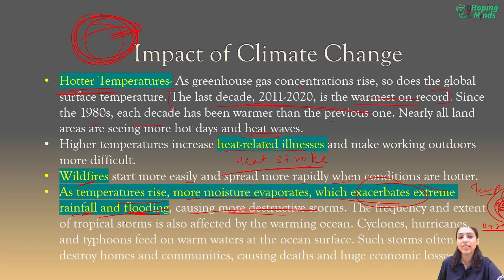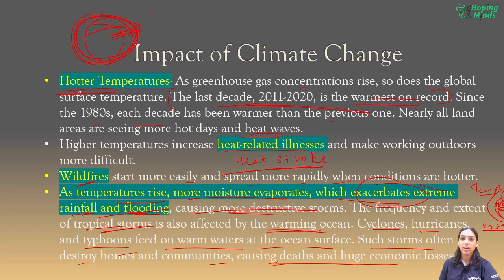The frequency and extent of tropical storms is also affected by warming of the ocean. The sea wave, land breeze, the sea breeze concept. Cyclones, hurricanes, and typhoons feed on warm waters at the ocean surface. Such storms often destroy homes and communities, causing deaths and huge economic loss. Like we see what's happening in the southern part of India. So many typhoons are hitting it.